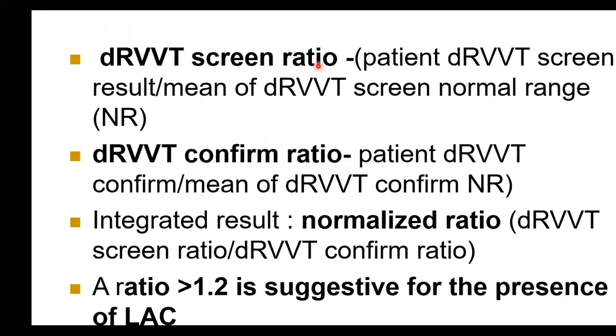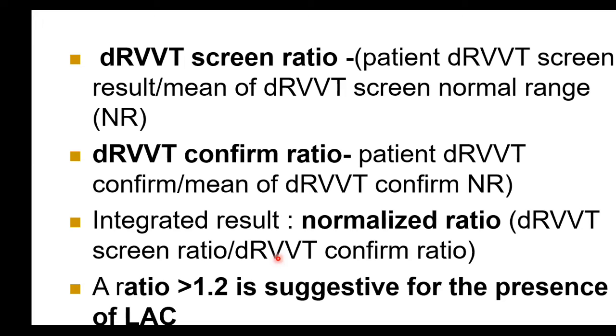So how do we report the assay? The DRVV screen is reported as the ratio of the patient's DRVV result over the mean DRVV result in the normal range which the lab establishes. The confirm ratio is on similar lines: the patient's confirm clotting time over the mean clotting time of the normal range. Then the final integrated result is expressed as a normalized ratio, which is the DRVV screen ratio over the DRVV confirm ratio. If it is more than 1.2, it is highly suggestive of lupus anticoagulant. So you've demonstrated lupus anticoagulant by two methods: screening, and then confirming by its phospholipid dependence.